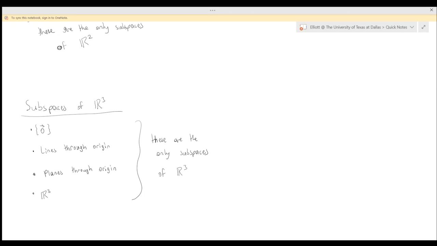Now I'll say a couple more things, some more facts about subspaces, which are good to know. And then I'll do some more examples.